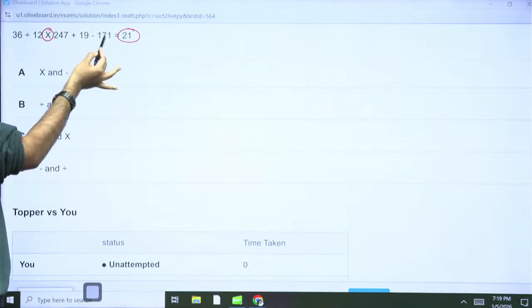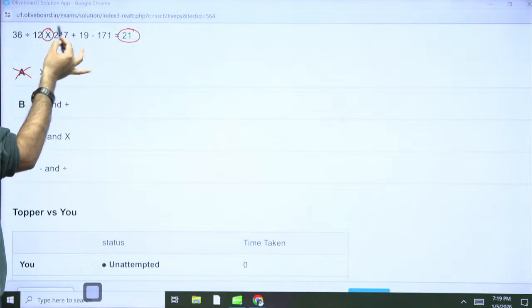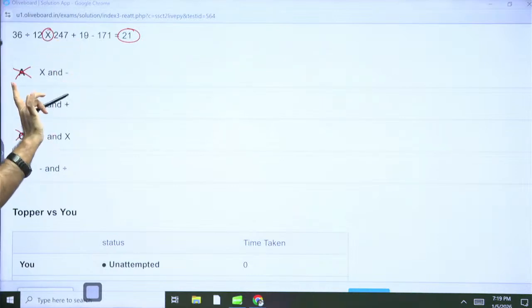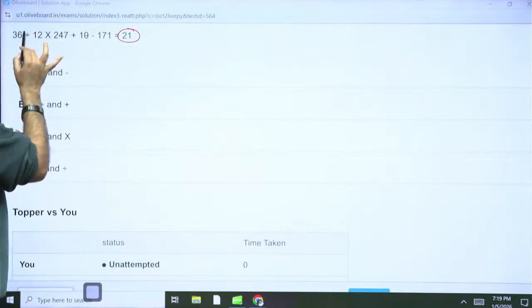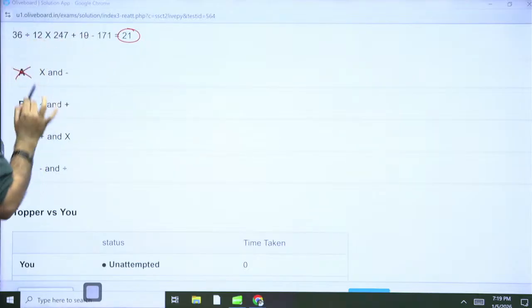So this multiplication will go here. This is useless, 19 into 171. So this is gone. And multiplication will go here. This is also useless, 247 into 19 is gone. So multiplication is actually not changing. That means division is changing now. For division to go, where will you take the division? If I take the division to the minus sign, this is useless. So technically, just by elimination, I found out that divide and plus have to be exchanged. There is no other answer.